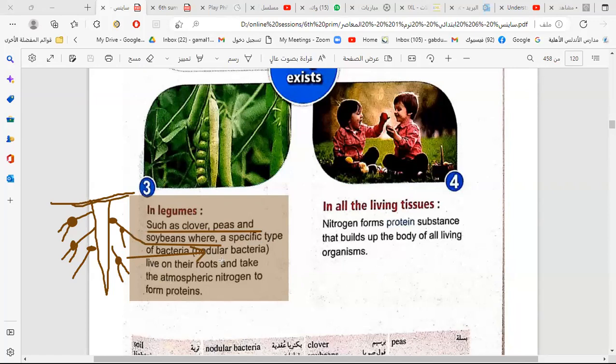Is it good to eat clover? What, mister? Is it good to eat clover? For us? No, mister. Clover is the food for the cows and the sheep. Clover is the food for the animals. Cows and sheep eat clover. Barcine, you don't eat clover, okay?